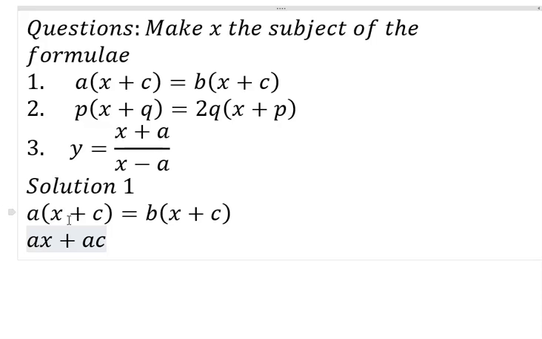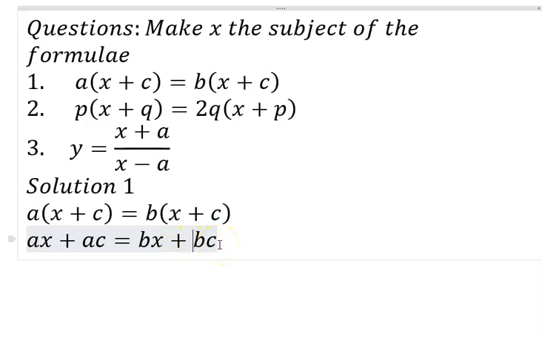The next thing for us is on the right hand side. B times x will give us bx plus b times c will give us bc. Awesome. That means we have opened up this bracket. On our left hand side, ax plus ac. On our right hand side, bx plus bc.